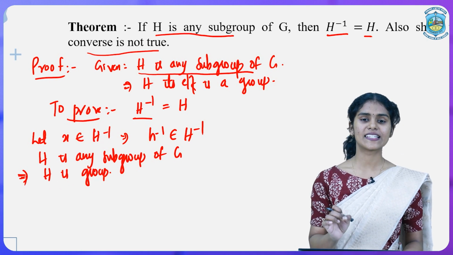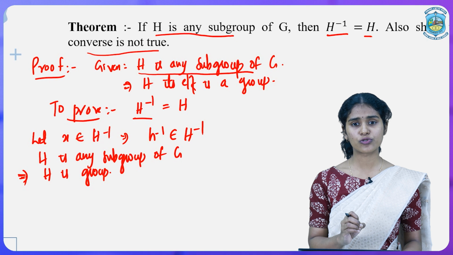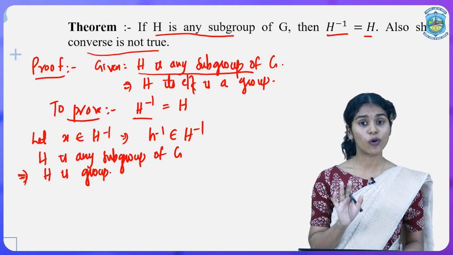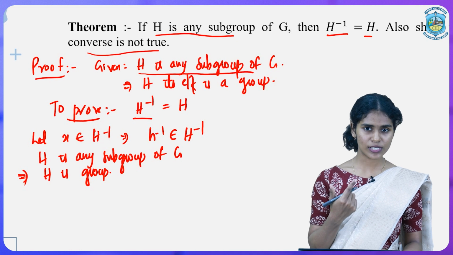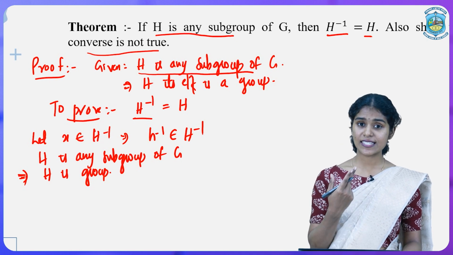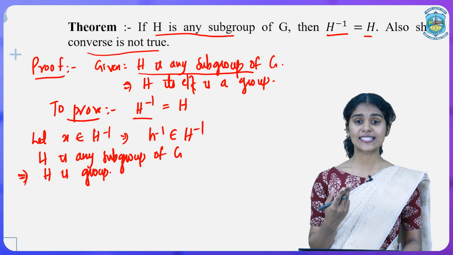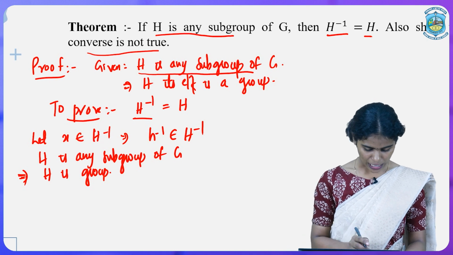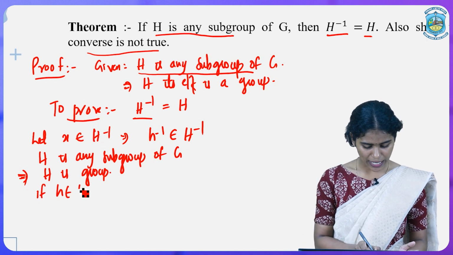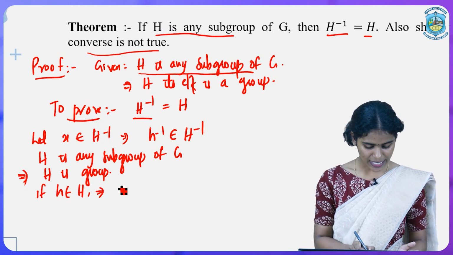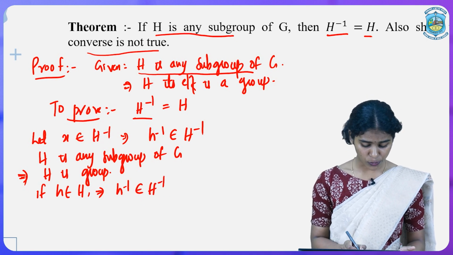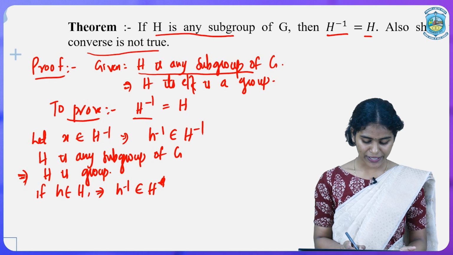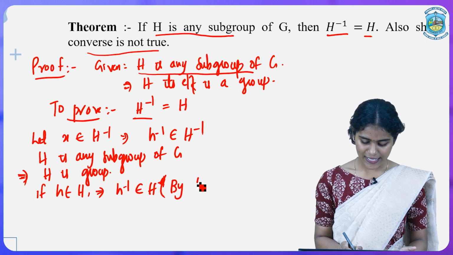When I say that H itself forms a group, then it is supposed to satisfy all the 4 properties. That is, the first one is the closure property, the second one is the associative property, the third one is the existence of identity, and the fourth one is the existence of inverse. Now, if h belongs to capital H, then its inverse element should also belong to what? Capital H. By which property? By the existence of inverse.